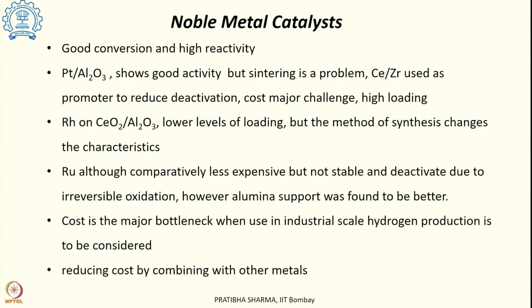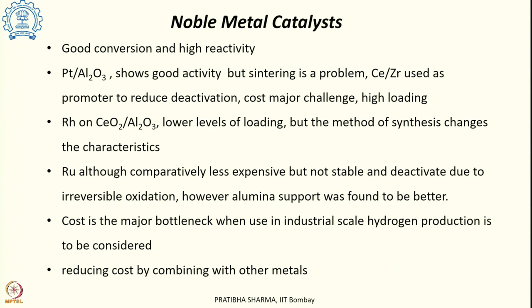Again, when it comes to catalytic partial oxidation, the catalyst has the major role. We have already studied in great detail the characteristics which a catalyst should have, and the requirements in terms of catalyst, support and promoters. In catalytic partial oxidation, we can have either noble metals or non-noble metals as catalyst or various other options. The noble metals are good in the sense that they provide good conversion and have higher reactivity. They have higher selectivity towards the product.